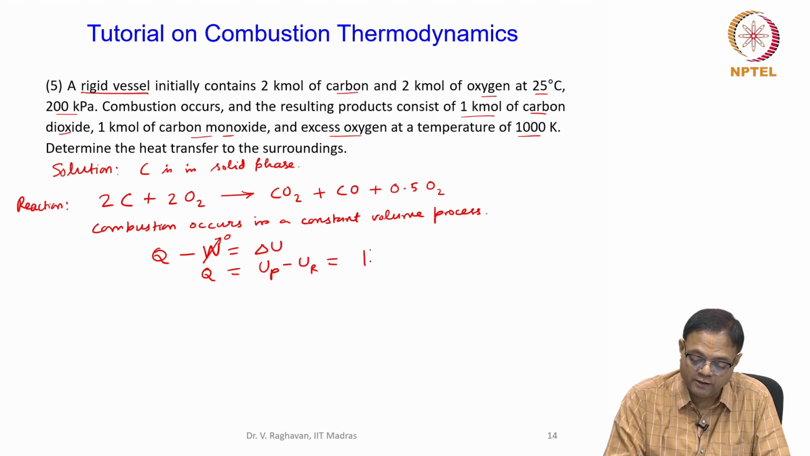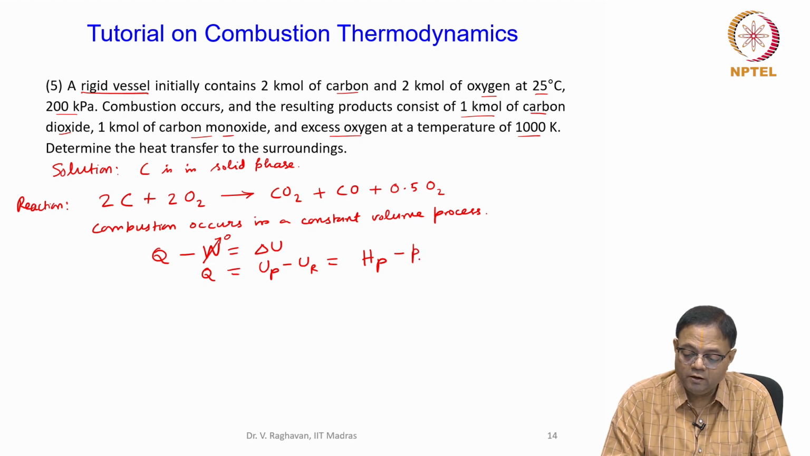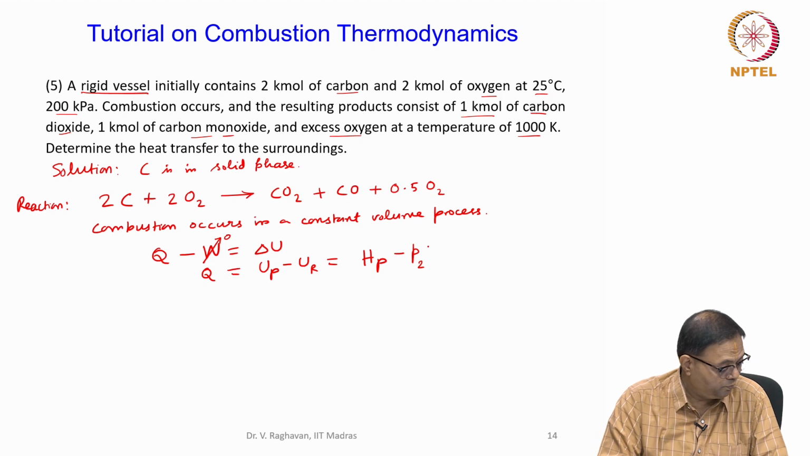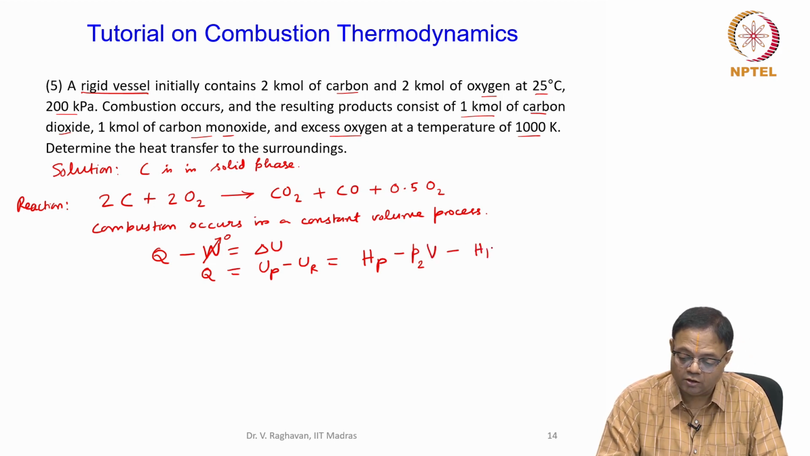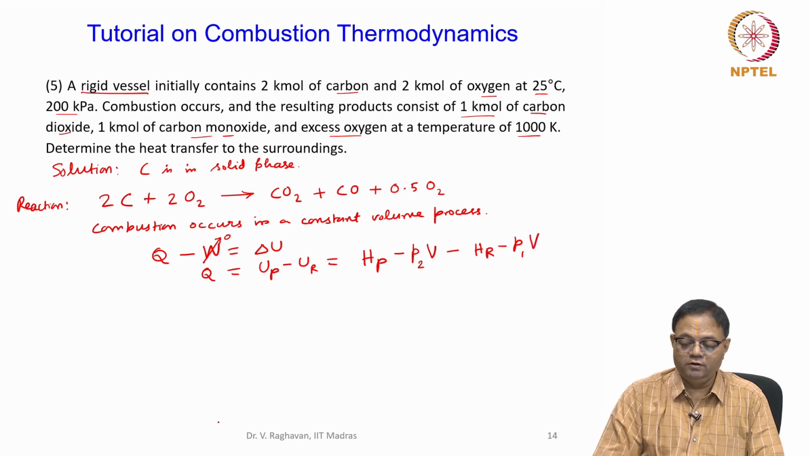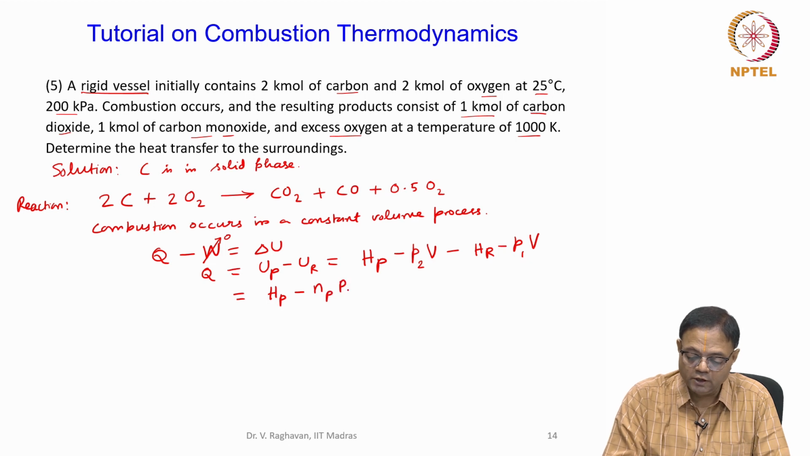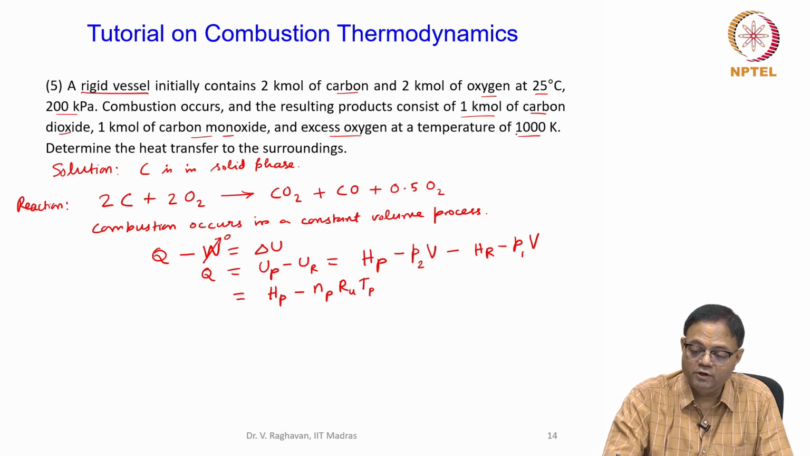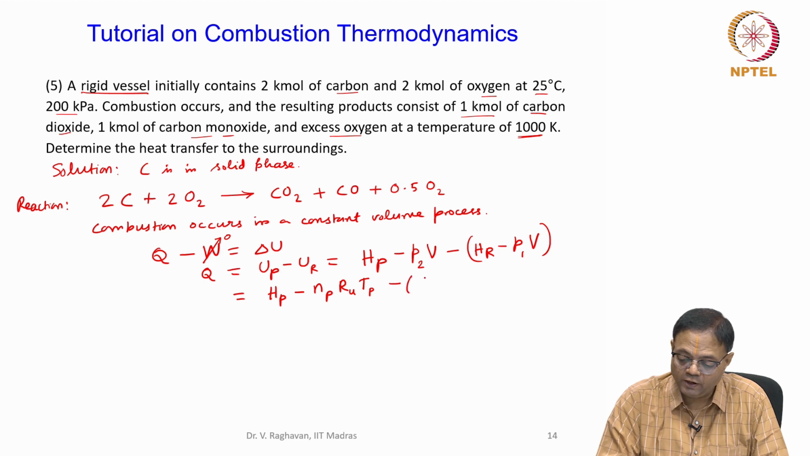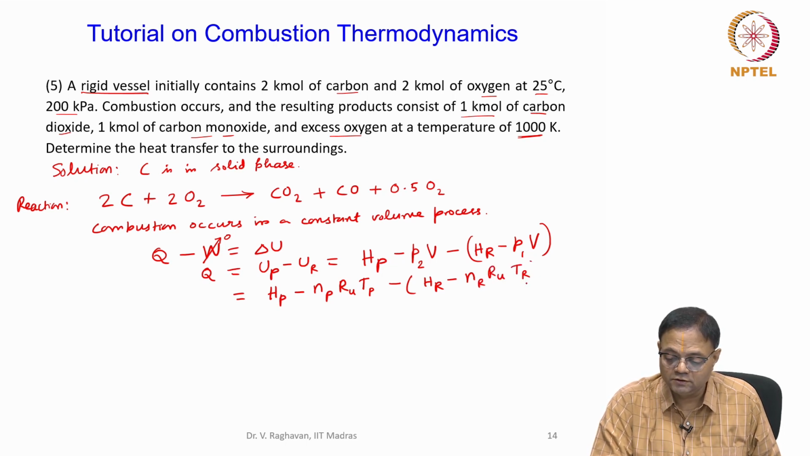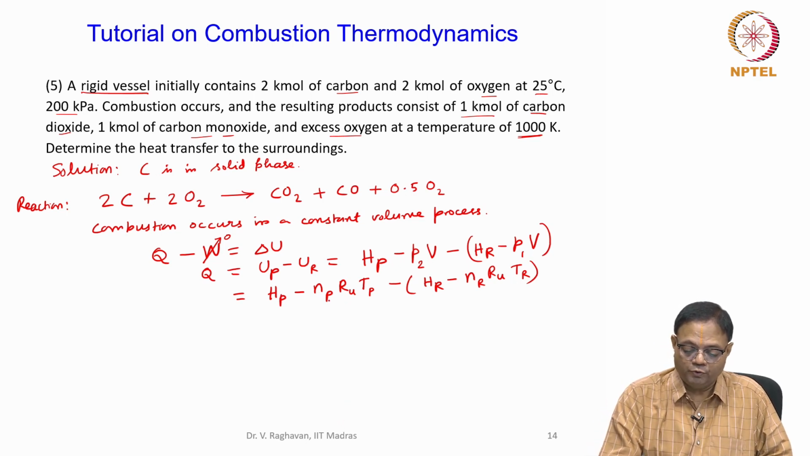So, we can write this as HP minus P, pressure of the products, I will say final pressure, also you can say pressure at the state 2, into V, minus HR, the enthalpy of the reactants, minus pressure of the reactants, or initial pressure, into V. V is the volume of the reactor. Now, by equation of state I can write this as HP minus number of moles of the products into universal gas constant into temperature of the products, which is given as 1000 Kelvin, minus HR minus number of moles of the reactants into universal gas constant into temperature of the reactants, which is 25 degrees or 298 Kelvin.